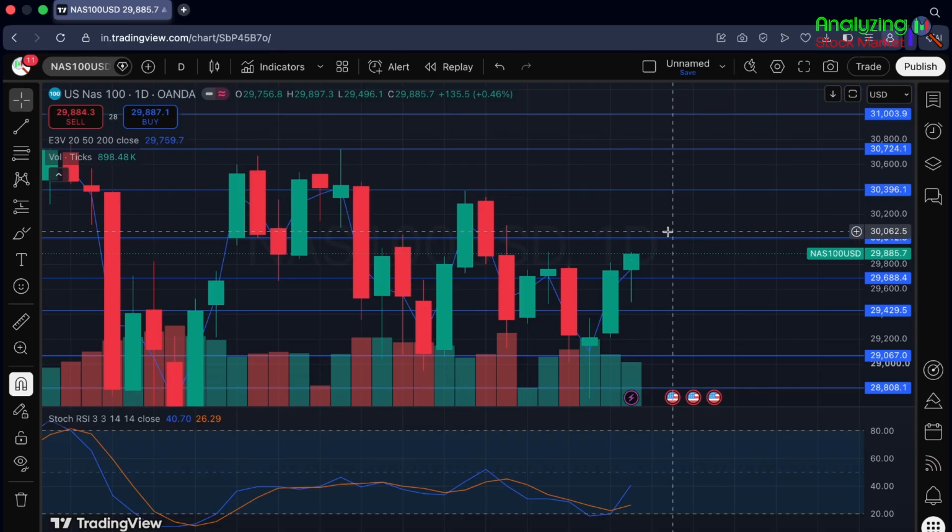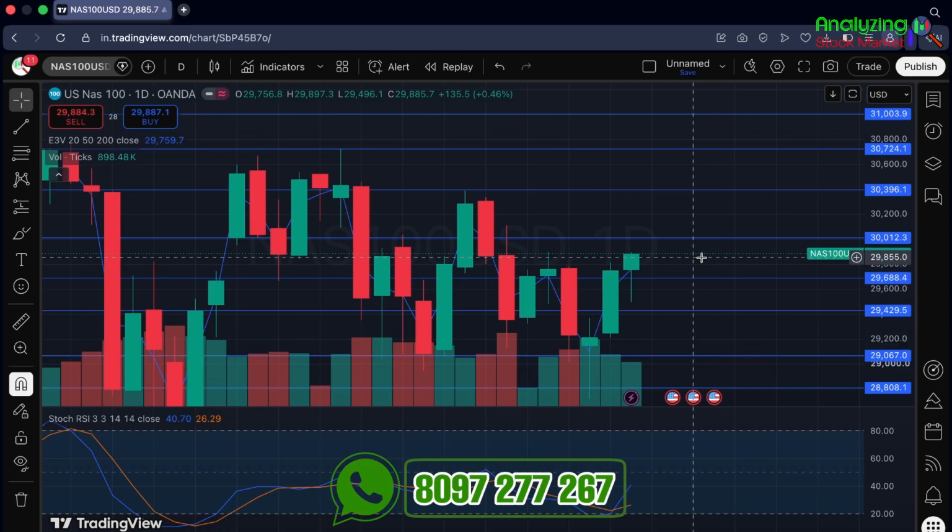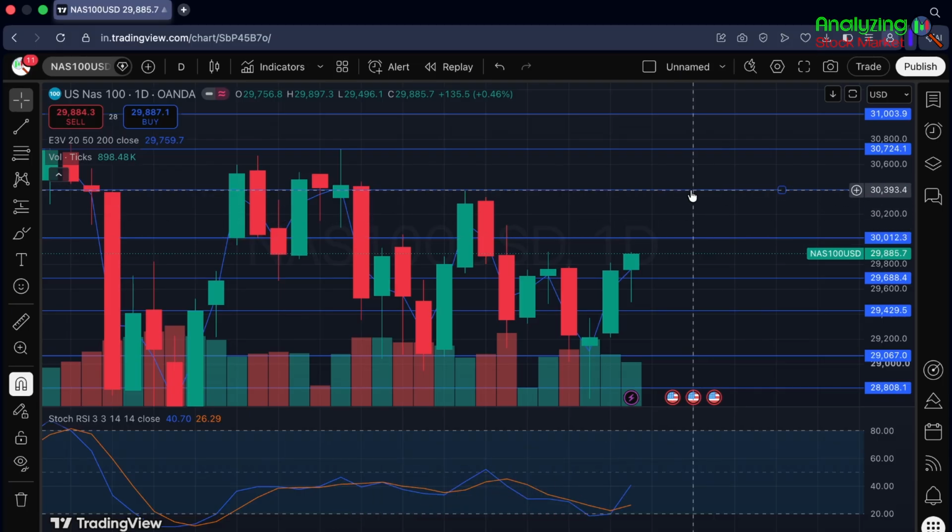But if you're going for any short trade, then only go for a short trade once 29,688 gets breached with a 4-hour or one-day candle closing, and you can go for a short till this level. You can even wait for this level as well. Even though my expectation is a bit positive, we should always go for a confirmation candle. Once the confirmation candle gives us confirmation above the 30,012 level, with a 4-hour or one-day candle closing, you can go for a long till this level. Remember, this is a swing trade idea.